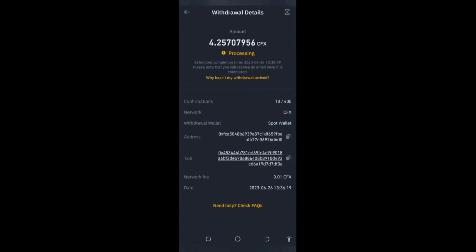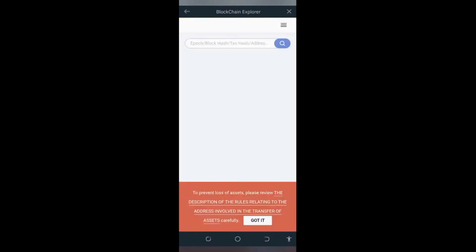Currently, it's still looking like it's processing, okay? So we're still seeing the processing going on. We've gotten 10 out of 400 confirmations. Interesting. I don't know how long this is going to take. No idea, right? Let me click on this, whether this will take me somewhere to see what's going on currently. Well, this is what happens when you're trying to send money through networks. It takes time. It takes time. Okay, to prevent loss of assets, please. Oh, what's all this? Okay, got it.